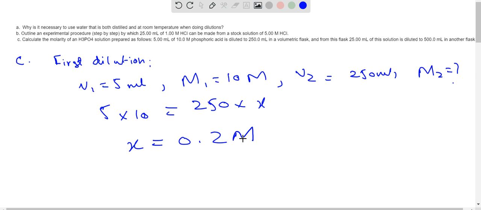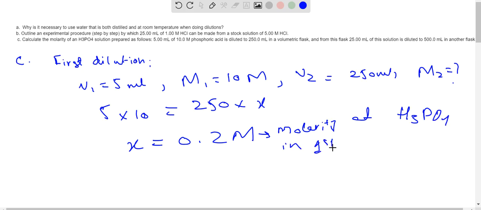So the molarity of H3PO4 in the first volumetric flask is 0.2 M.